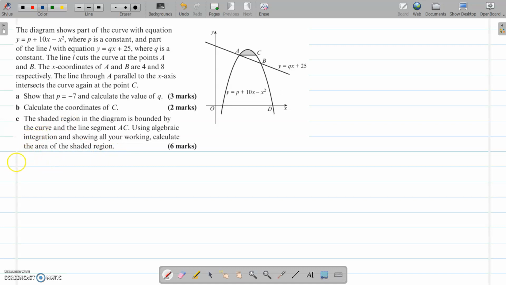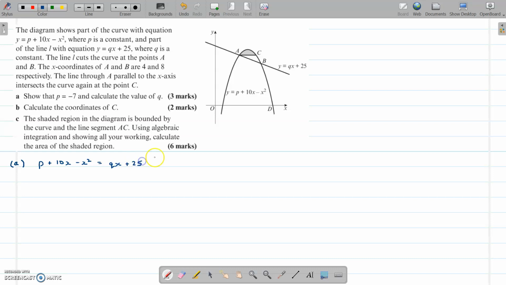So for part A, the first thing I'm going to do is set the two equations equal to each other, because that's what happens where the two lines intersect. So I'm going to set p plus 10x minus x squared equal to the straight line, which is qx plus 25.